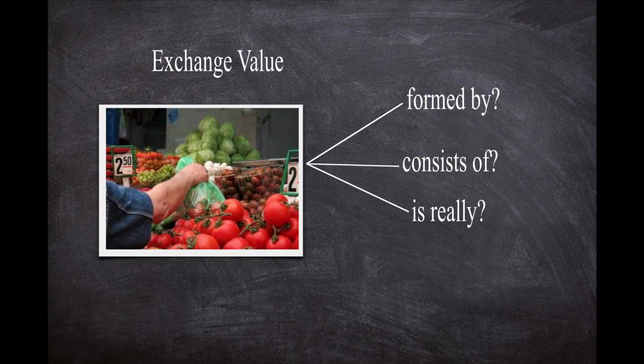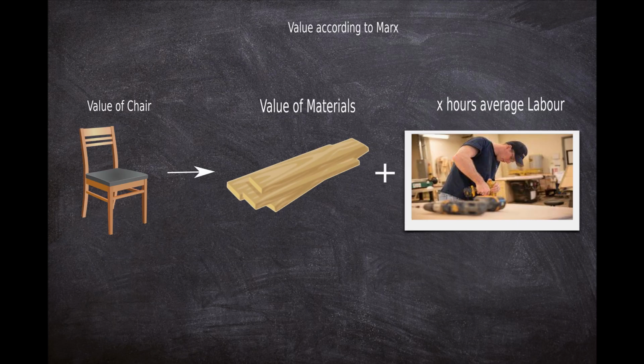What can determine exchange value? What is common among all commodities before they enter the market? They need to be produced. According to Marx, the value of a commodity is dependent on the average time it takes to produce said commodity for a worker of average skill. This he calls socially necessary labor time.